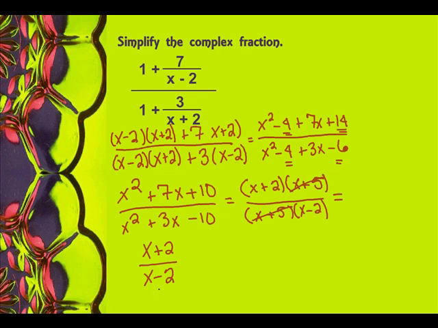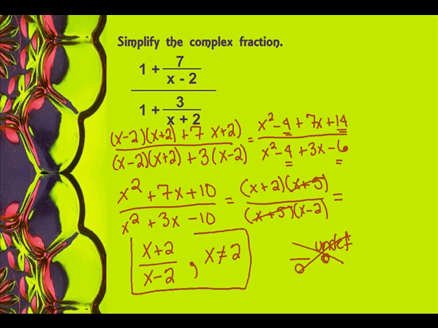Now remember, we cannot have a 0 in the denominator. So our answer is going to be x plus 2 divided by x minus 2, except where x equals 2. x cannot equal 2. The reason is that we cannot have 0 in the denominator because that's undefined. Okay, that's undefined and we can't have that. So this turns out to be our answer.